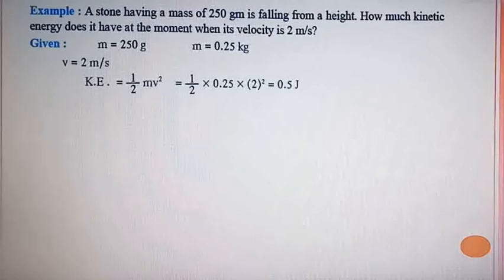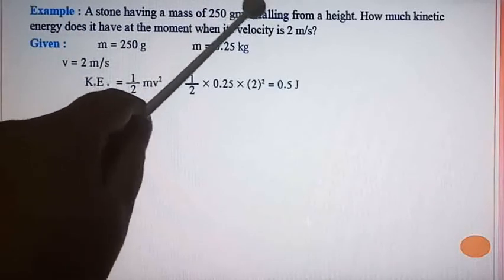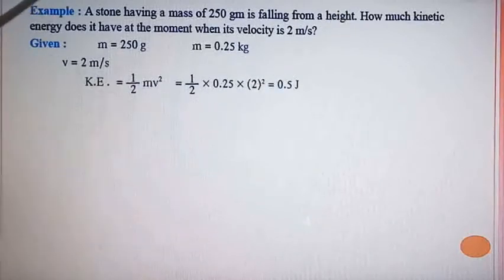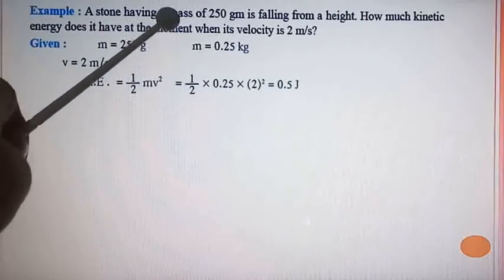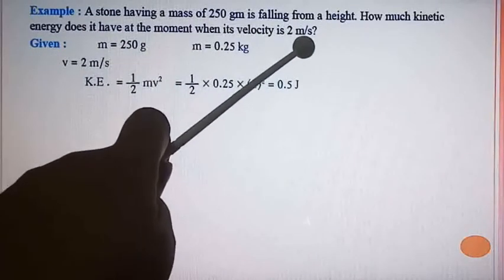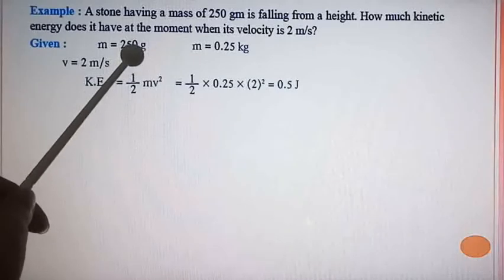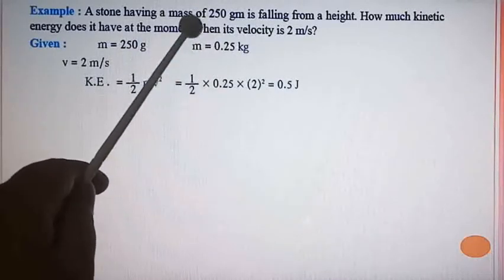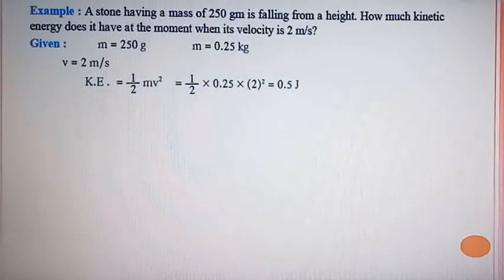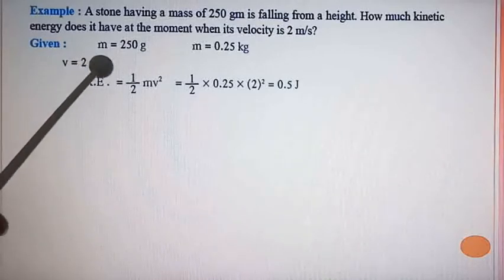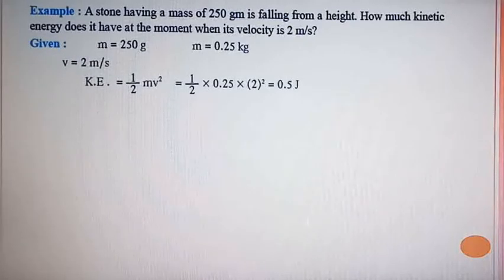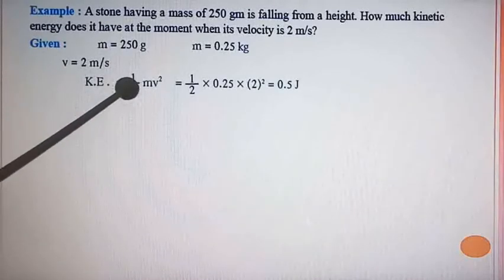A stone having a mass of 250 grams is falling from a height. How much kinetic energy does it have at the moment when its velocity is 2 meters per second? Mass is given as 250 grams, which we have to convert into kg because the other unit is in meters per second. What is the velocity? 2 meters per second. The formula for determining kinetic energy is half mv square.